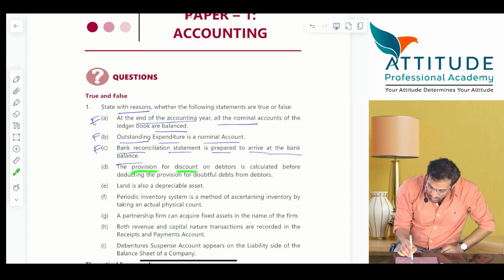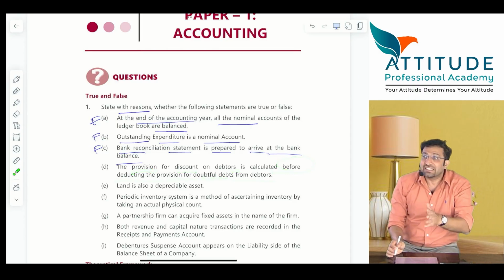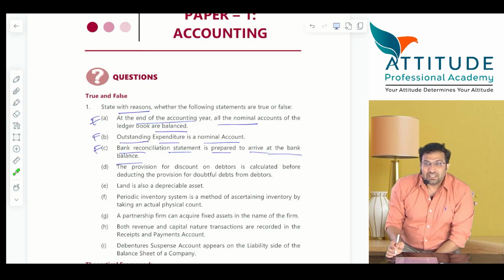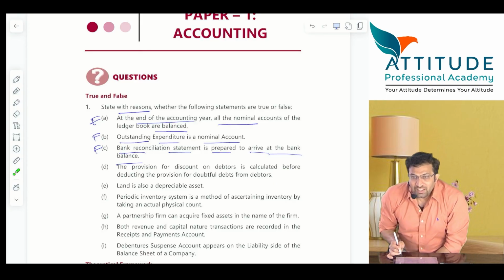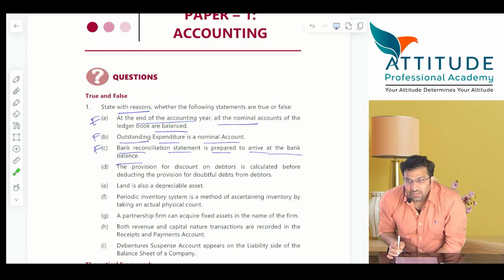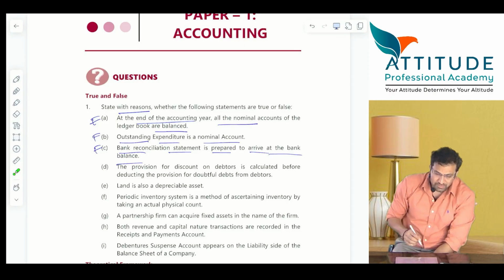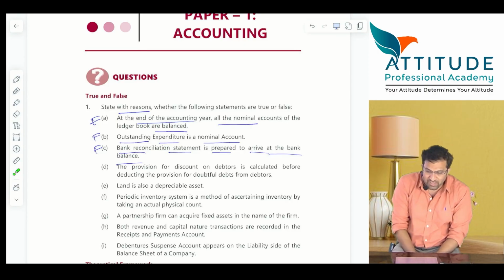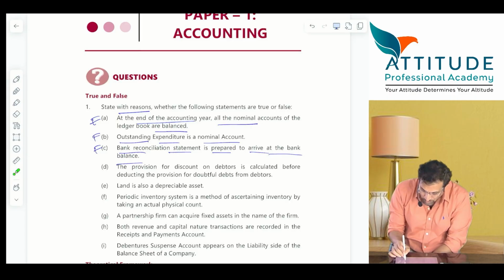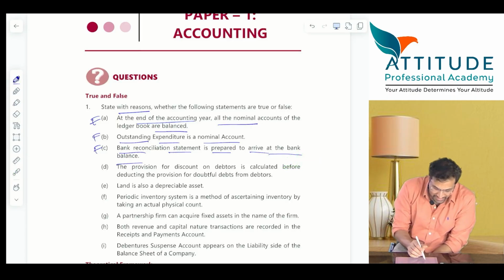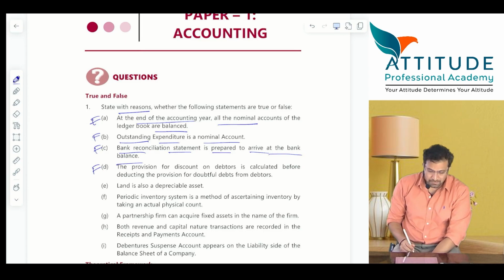So इधर क्या दिया है? Provision for discount on debtors is calculated before deducting provision for doubtful debts. False है ना? This is after deducting provision for doubtful debts. Answer understood? So क्या लिखना है? False. What is the answer? Provision for discount on debtors is calculated after. ये before का क्या करना है? After. तो वो sentence correct आएगा. So ये भी क्या है? False. Right, fast.